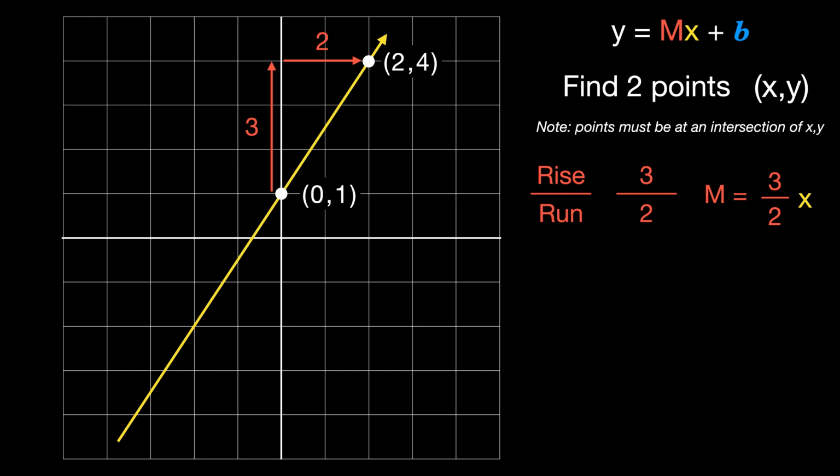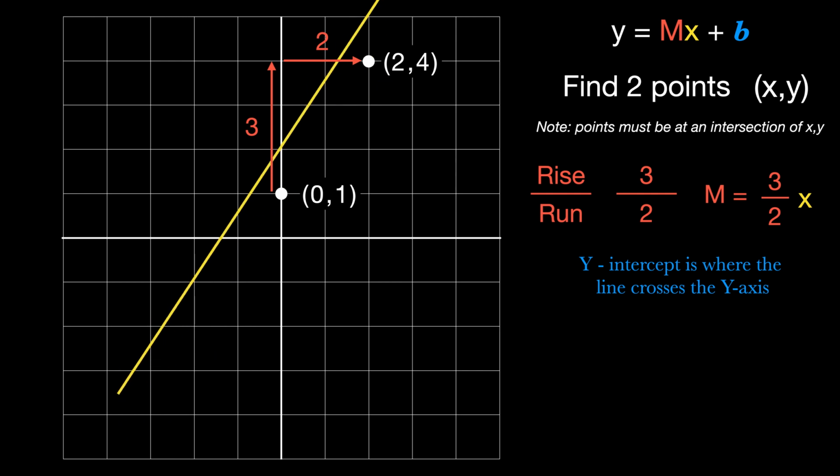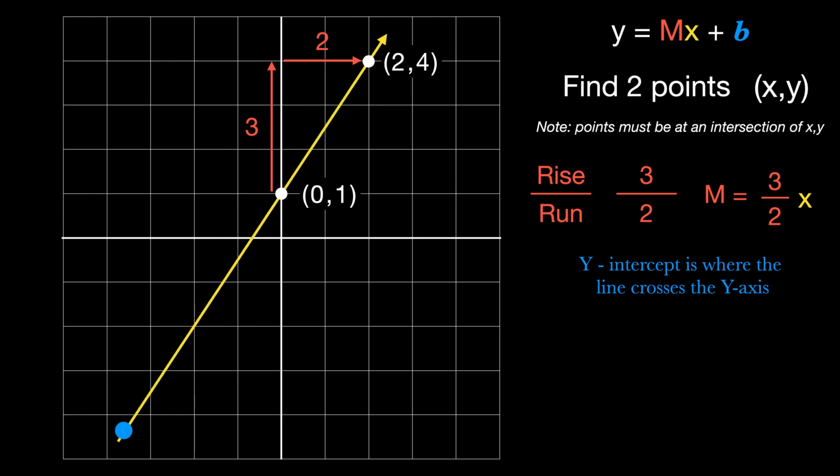So if you need to find the y-intercept, just know the y-intercept is where the line crosses the y-axis. So wherever this yellow line crosses the y-axis is the y-intercept. So if we take the line and try to find where it crosses the y-axis, boom, it crosses right there. So that's the y-intercept. That means our y-intercept is going to be 1. So that's how you find slope and y-intercept using a graph.